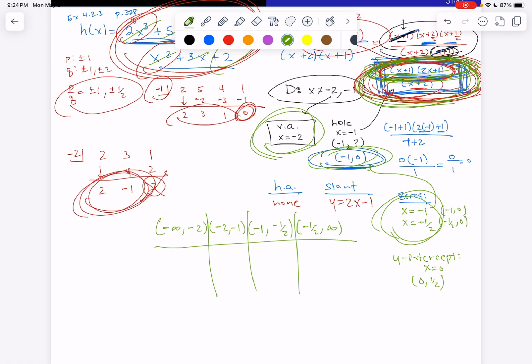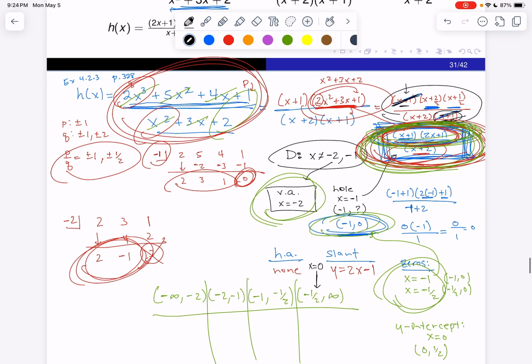So now I need a test. Let's test. I can test 0. Sweet. So I'm going to use the simplified. It's easier. That's going to be a positive. That's going to be a positive. That's going to be a positive. A positive times a positive divided by a positive is a positive. So it will alternate signs because there's no multiplicity 2.